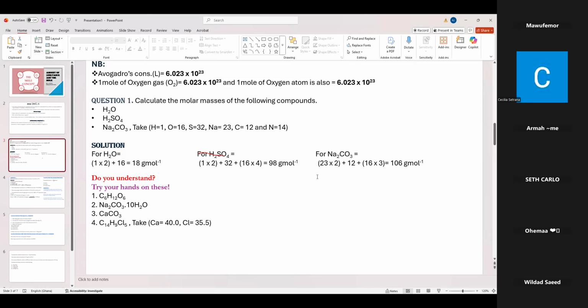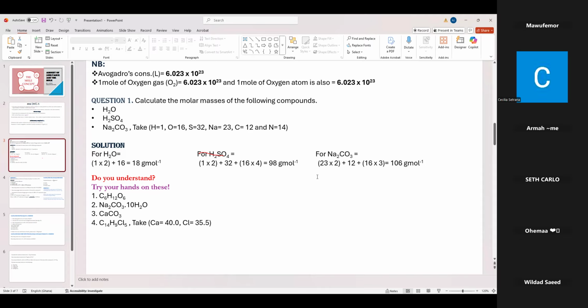If you put 18, what? 18 mole or 18 mole per dm cube or what? Once you are speaking about molar mass, you have to indicate your unit. And that tells you that, yes, we are referring to molar mass.